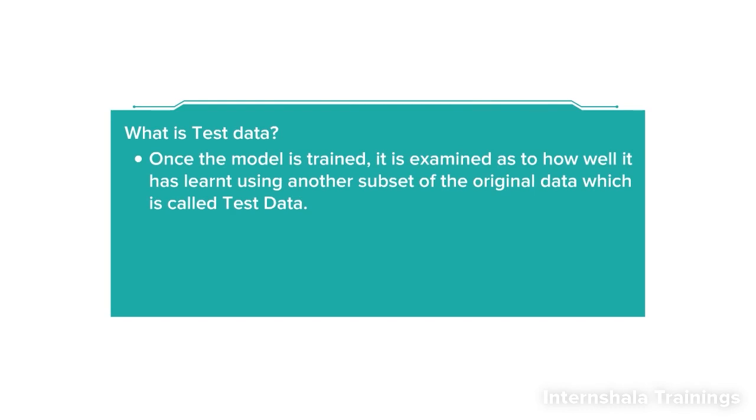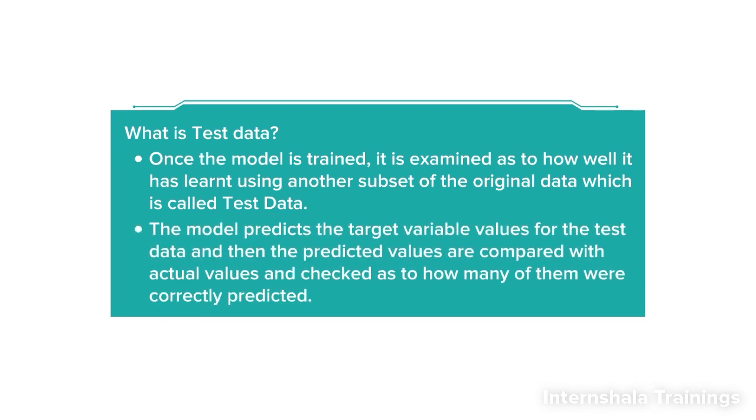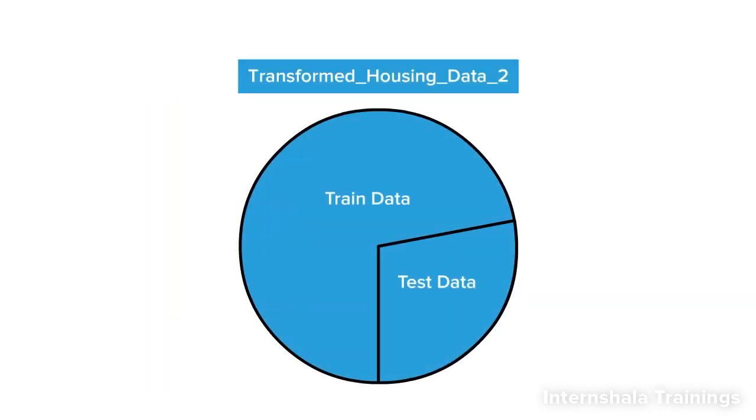Once we have trained our model, we examine the model as to how well it has learned using another subset of the original data. The dataset is called test data. In this case, we tell the model to predict the target variable values for the test data, and then we compare the predicted values with actual values and check as to how many of them were correctly predicted. Just like you learn from those question banks and appear for your board exams, and the marks you scored tell your performance. The test data consists of the remaining smaller portion of the actual data.